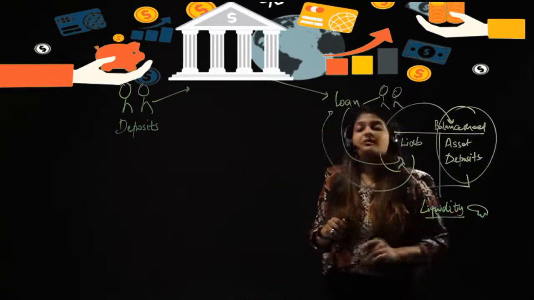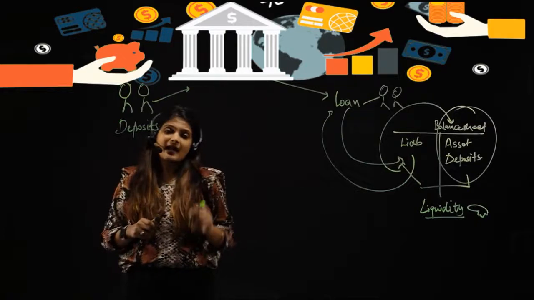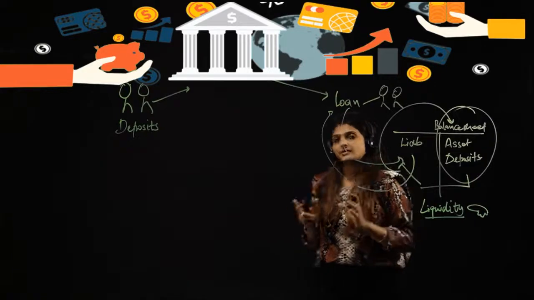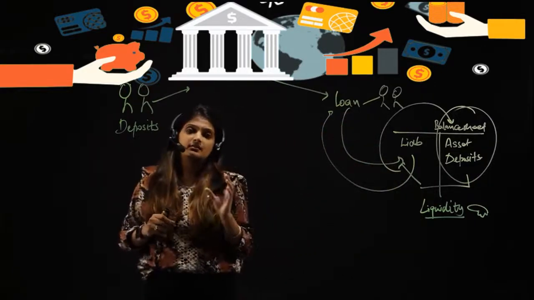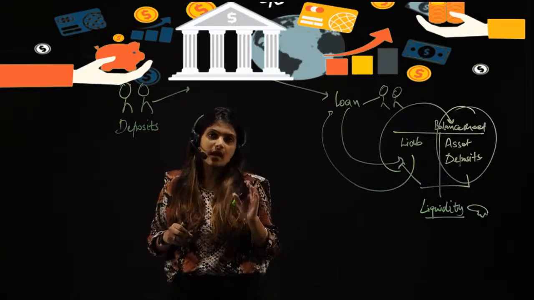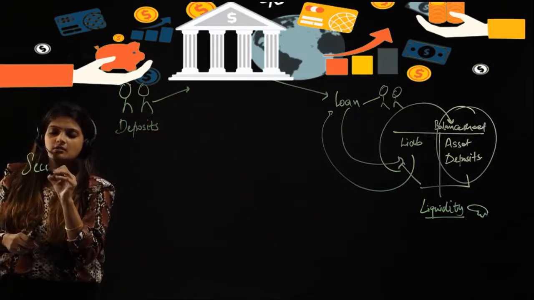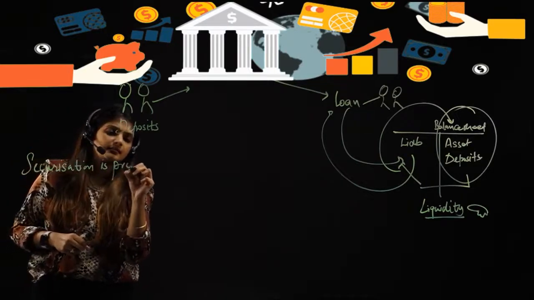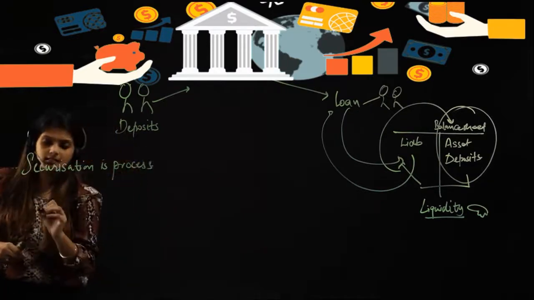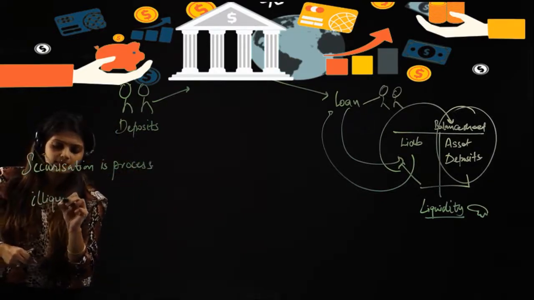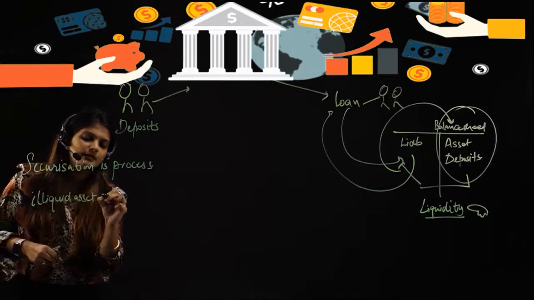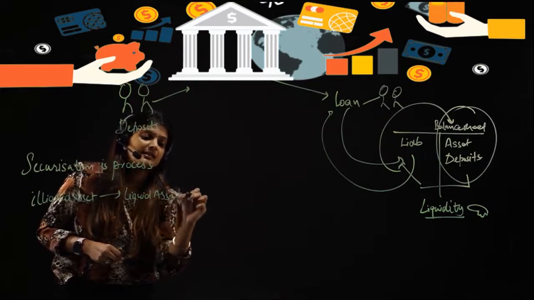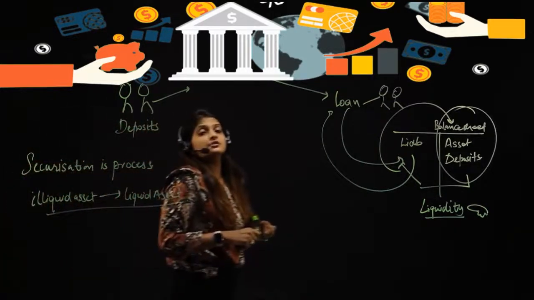Now, how does the bank ensure liquidity? For that, what do we need to do? We need to opt for a securitization process. If I list down the meaning of securitization, I would say that securitization is a process of converting illiquid assets into liquid assets. So it's a process where the illiquid assets of the bank are converted into liquid assets.